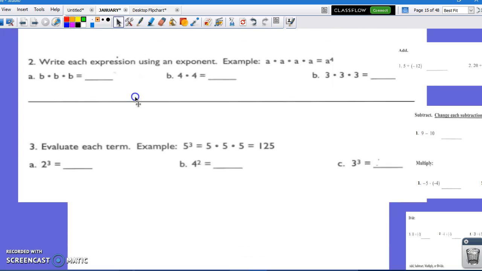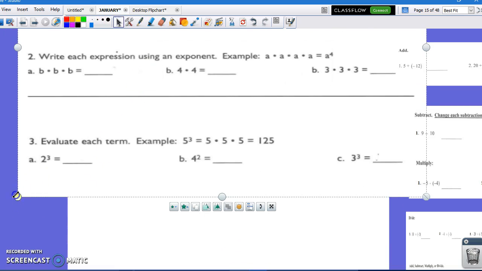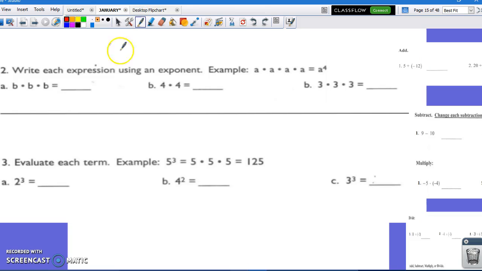I loaded the worksheet so you can follow along with me here, or just skip forward if this is easy for you. Evaluate each term. Evaluate means to actually solve it. So I have 2 times 2 times 2. 2 times 2 is 4. Bring down my next 2. 4 times 2 is 8. So my final answer here is 8.